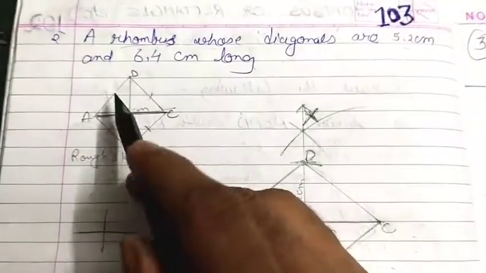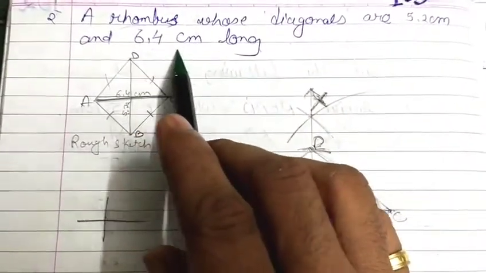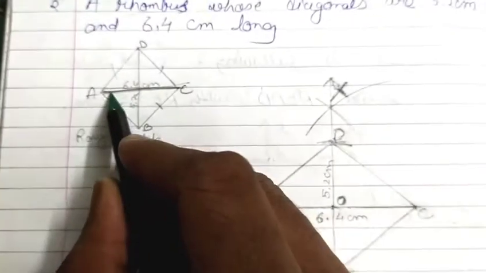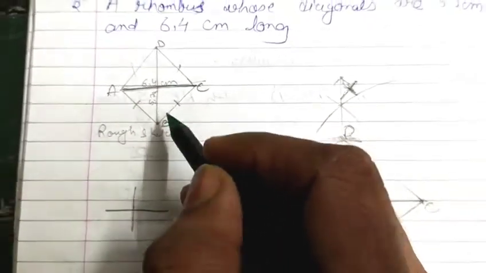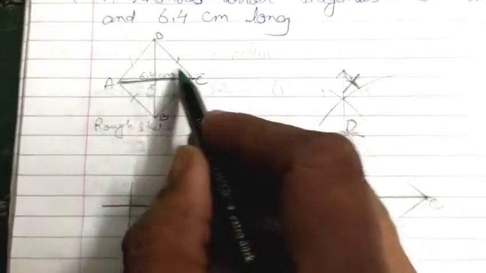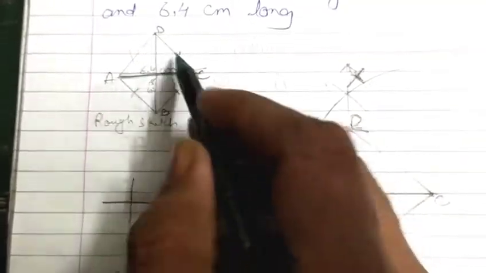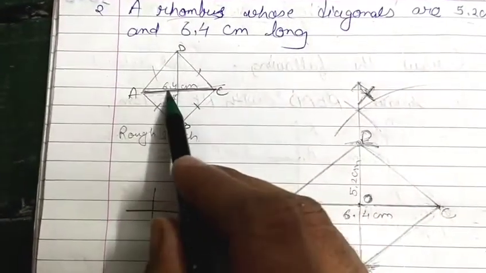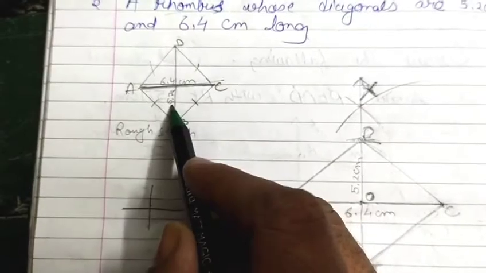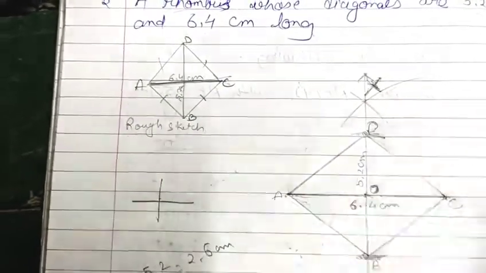Now let us see how to construct a rhombus whose diagonals are 5.2 cm and 6.4 cm long. Now dear student, as we all know, in a rhombus the diagonals bisect each other at 90 degrees. That is, they are perpendicular bisectors. So try to draw one rough sketch over here, where one diagonal is 6.4 cm and the other diagonal is 5.2 cm. Now name it A, B, C, D. Now try to construct it.